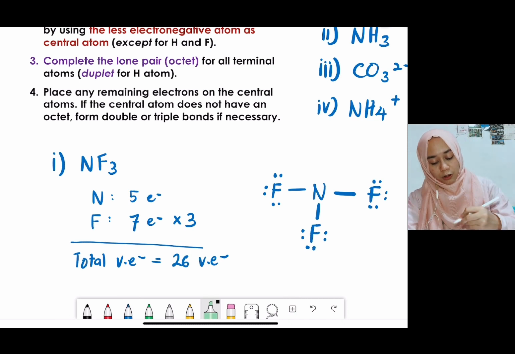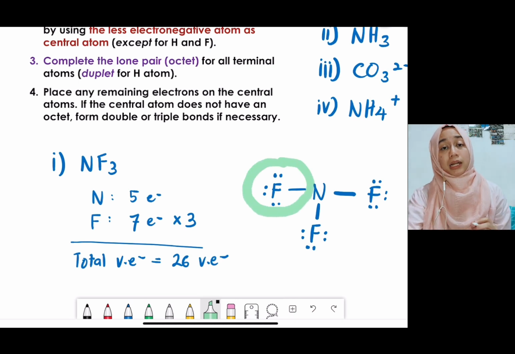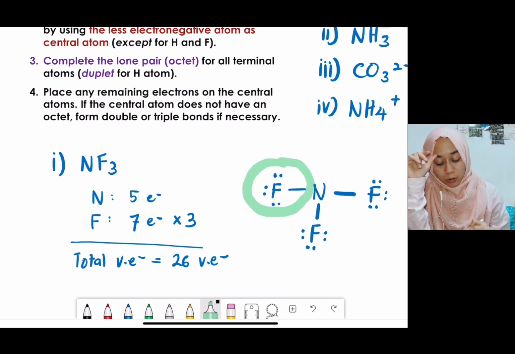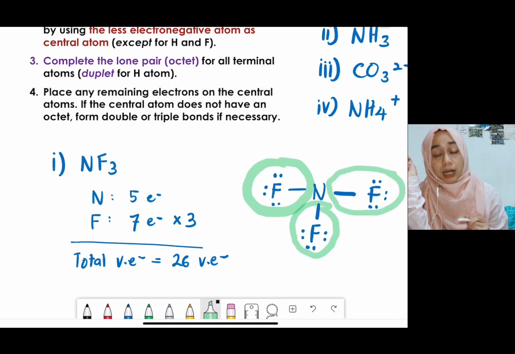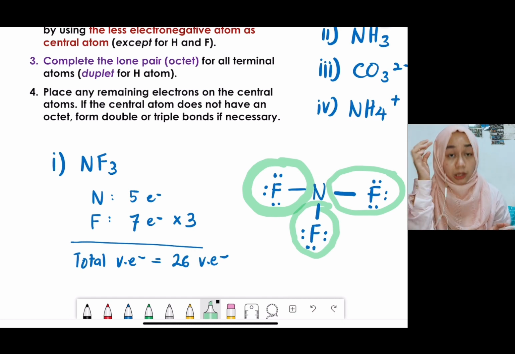Okay, so untuk fluorine ni, fluorine keliling dia ada 8 elektron. Kenapa 8 elektron? Sebab dia ada 3 lone pair and dia ada 1 bonding pair. So, bermaksud ada total 8 elektron then. Okay. And then same goes to fluorine yang dekat bawah ni. Ada juga 8 elektron. Yang sebelah kanan pun ada 8 elektron. So, 8 tambah 8 tambah 8. So, you get 24 electrons. Sedangkan total valence elektron yang kita ada adalah sebanyak 26.